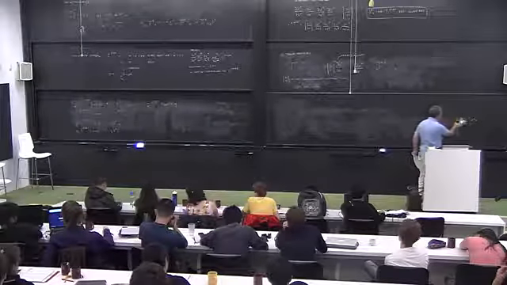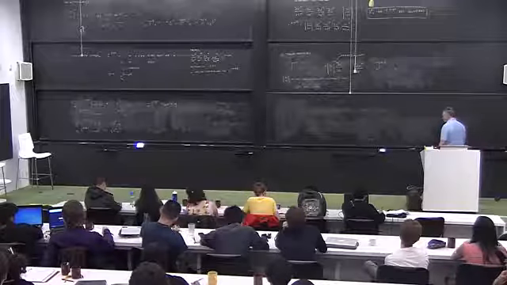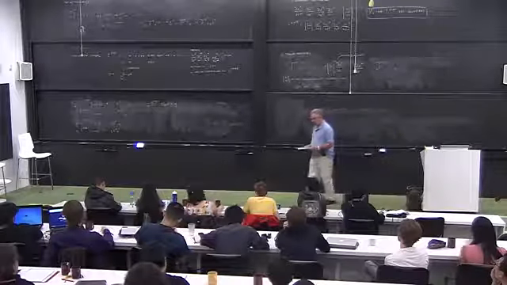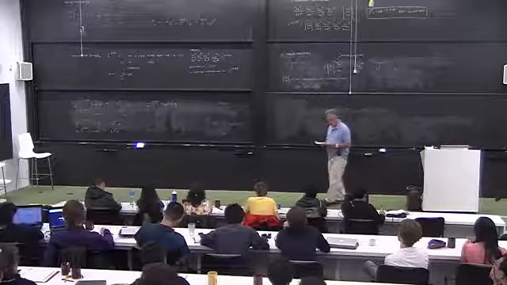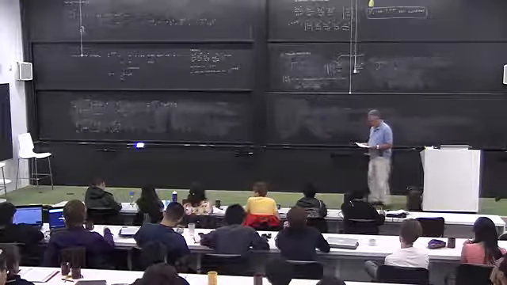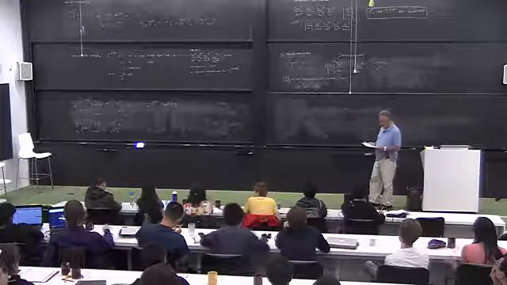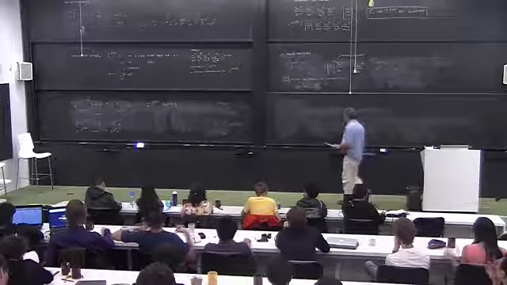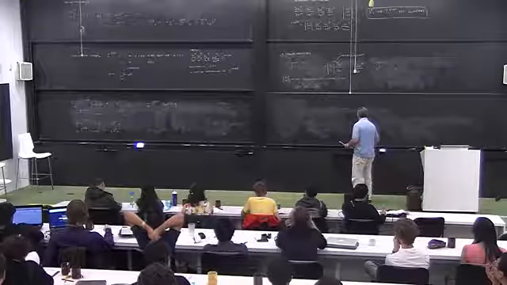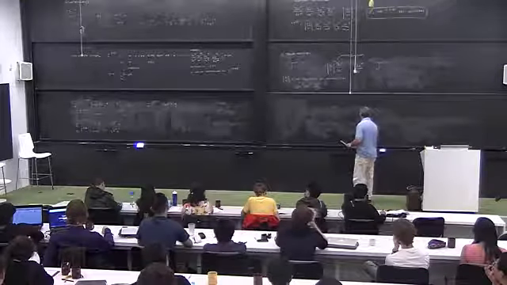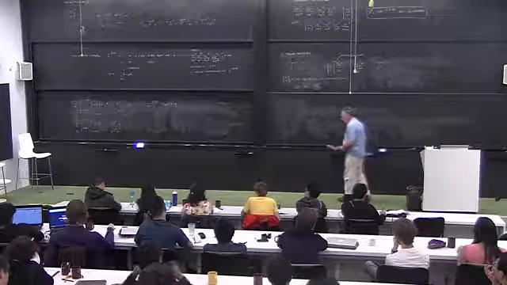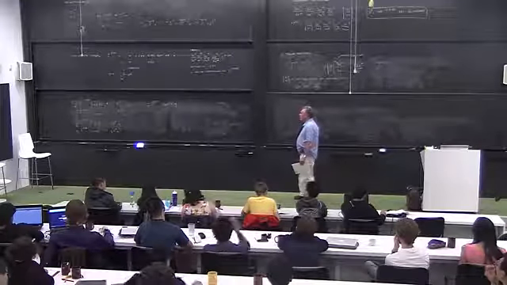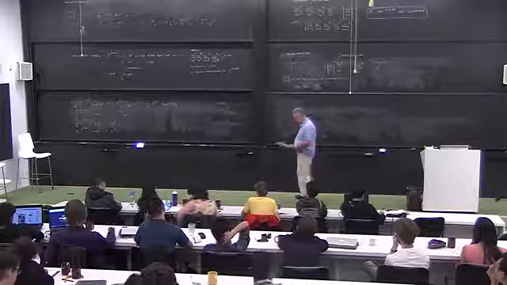In mathematics, antisymmetric tensors are known as differential forms, and they have a particular geometrical significance, which we may return to later on. So that was all to do with the algebra of tensors, multiplying them, adding them, contracting them. But now we want to differentiate them.